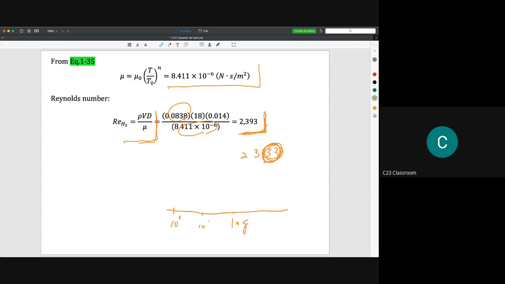But if you want to calculate very specifically, please use this method, because the idea in this question is to alert you that normally gases are very sensitive to temperature. The properties will change when you change the temperature: the density, the viscosity, and also the pressure will change. Okay, that's the main idea in this question.